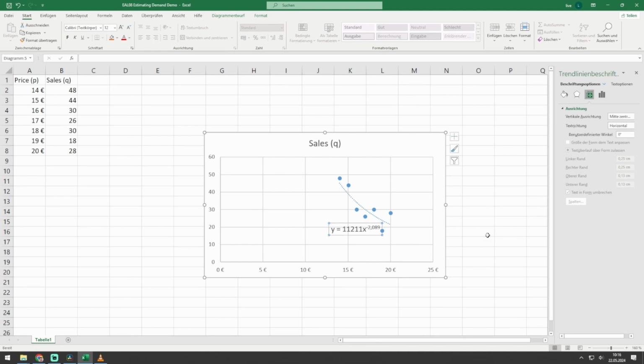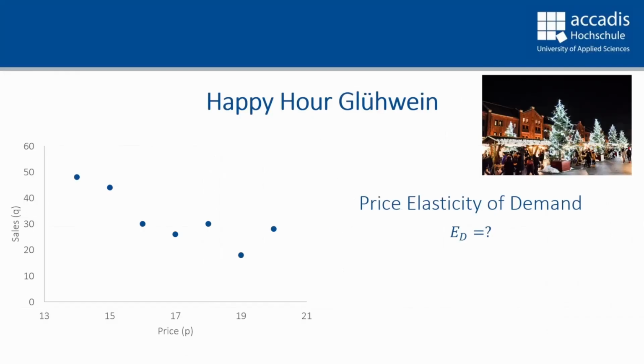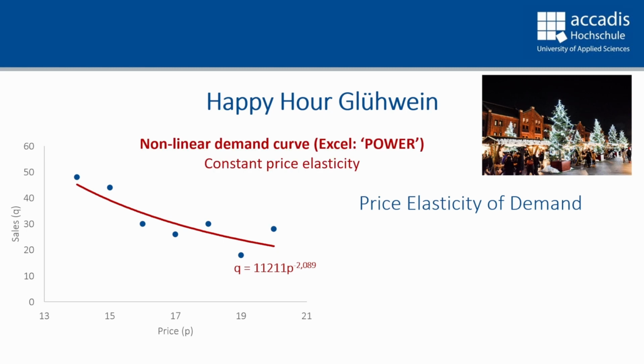And this now gives us the following function for the demand curve. Sales equals 11,211 times the price to the power of minus 2.089. So from this, we can directly take the estimate for the price elasticity. Here it is, minus 2.089. So demand for our Glühwein is rather elastic. A price increase of 1% reduces demand by roundabout 2%.